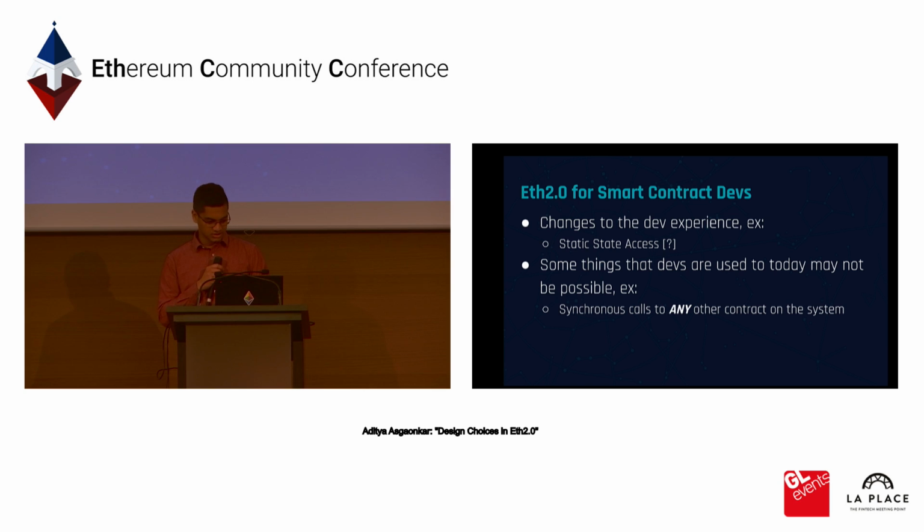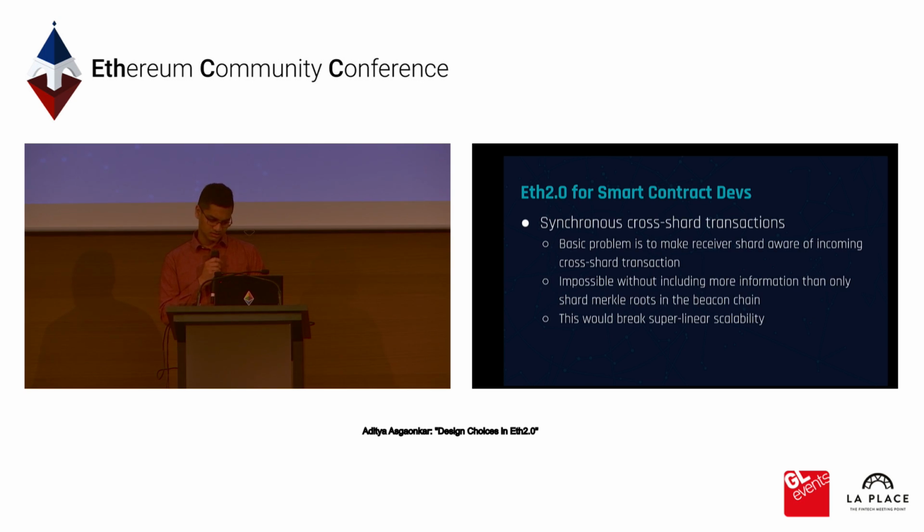So first, actually, let's dig into synchronous cross-shard transactions. So the basic problem is if you send some transaction from shard A into shard B, what you want is the transaction is included in a shard A block, then shard B validators or block proposers see that there is a transaction that's incoming, and then they apply it, and then do whatever they have to do. The basic problem is how do you make the other validators on the receiving shard aware that there is something that they should look at?